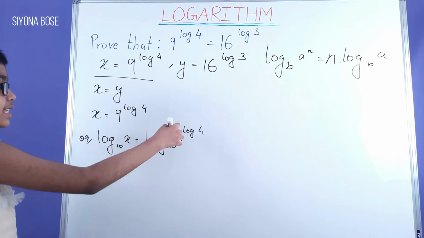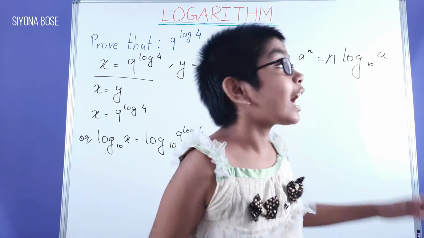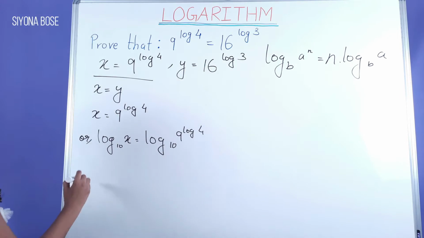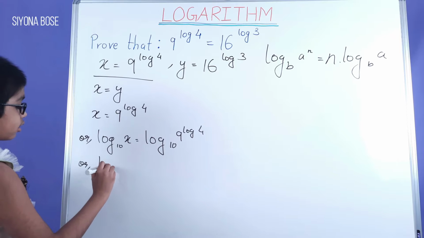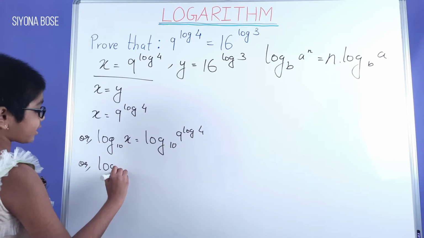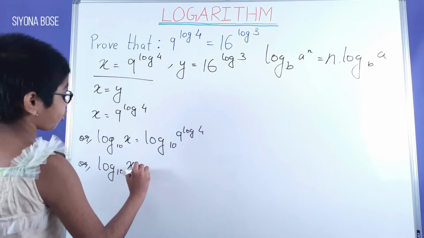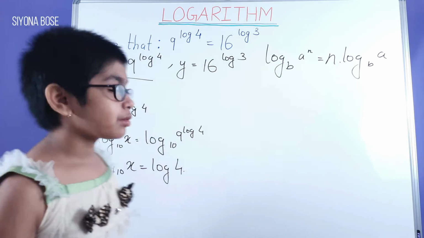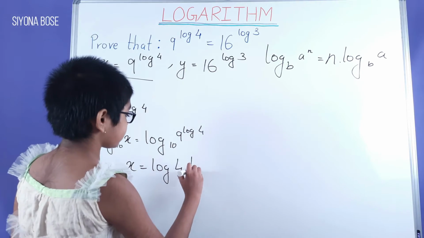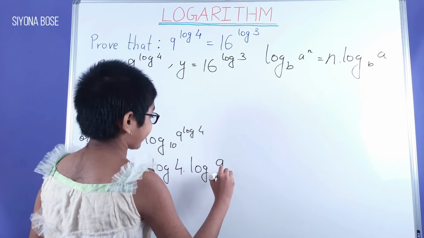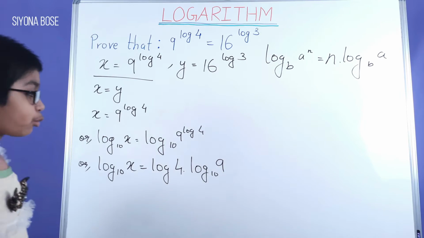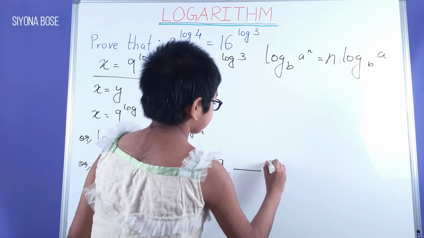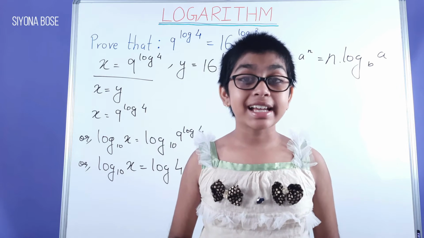And over here, it's actually log 4, which is the n part of this formula. Then we can write this as log x to the base 10 is equal to log 4 into log 9 to the base 10. Then we can leave this over here and mark it as 1. Now we may take a look at the board.